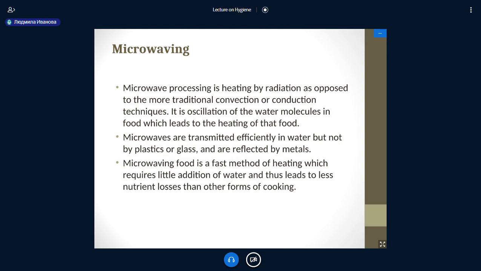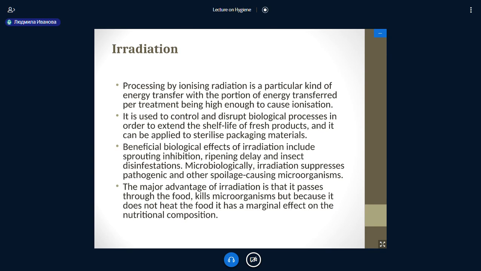Okay, and this is microwaving. This is interesting because usually it's used only for heating or for reheating, but microwaves are absorbed efficiently by water, but not by plastic and glass, and are reflected by metals. That's why you can use metal cups. The microwave methodology is heating by radiation inside the food, as opposed to the more traditional conduction and convection. Microwave is a fast method, and very convenient.